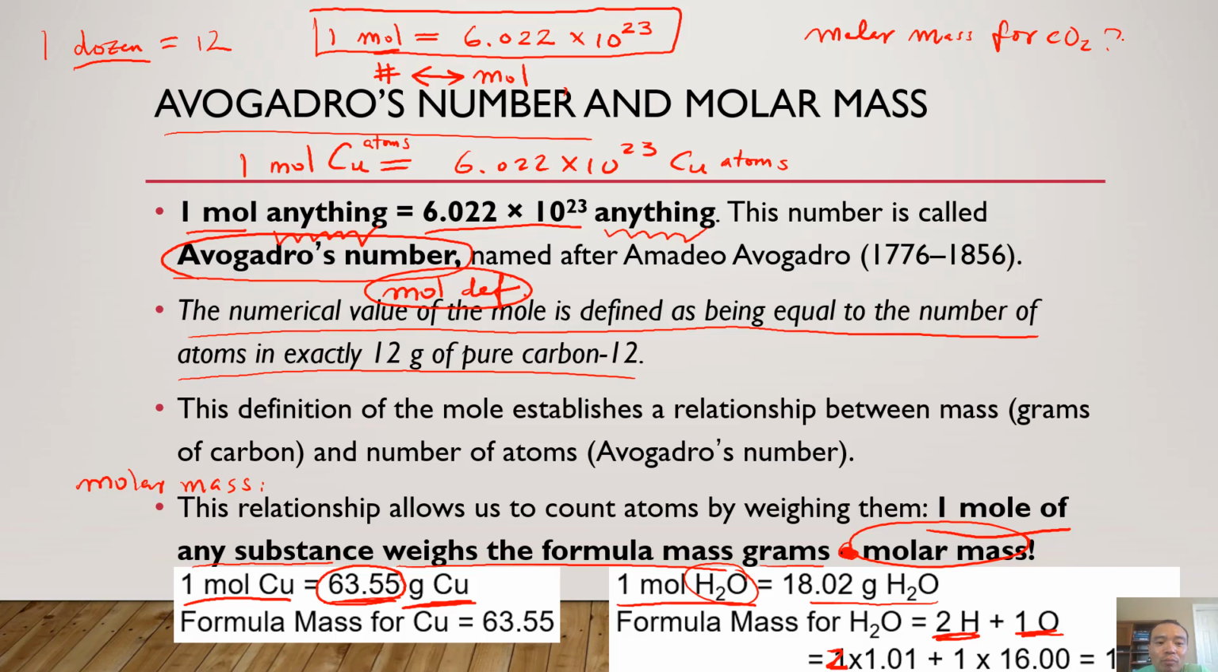And we do know it's formula mass grams in 1 mole. So basically we need to calculate the formula mass for carbon dioxide. For carbon dioxide, it's actually 2 oxygen plus 1 carbon. So if you add it together, 2 oxygens, 2 times 16.00 plus 12.01, this gives you 44.01.